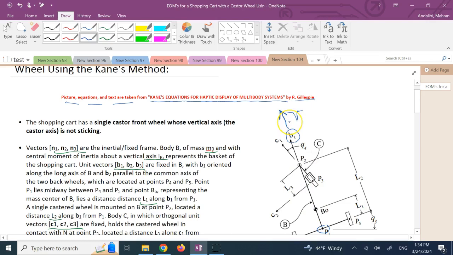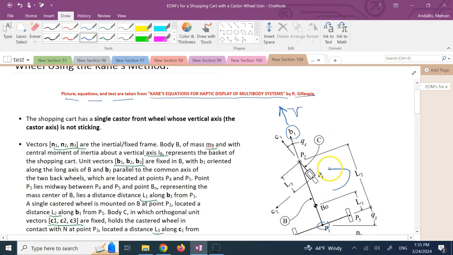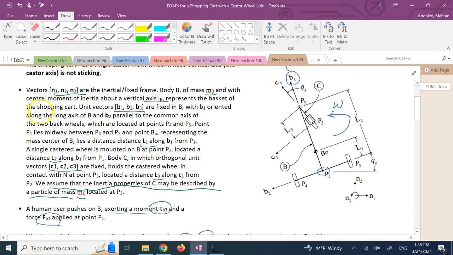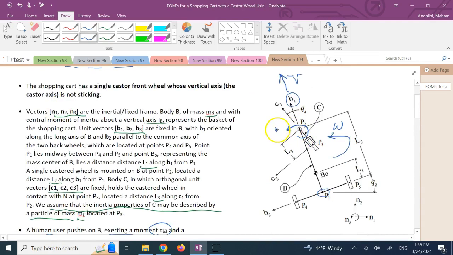The second one is what? Omega of member B in the N3 direction, U2, and that is the omega of this chassis, basically. That is omega of member B, projected in N3 or B3 or A3, which are all the same direction. And the last one is the omega of the handle for the caster wheel, U3. So the last one is this rotation here. This is omega C, this is omega B, and this is V of P1 in the B1 direction. So these three are considered U1, U2 and U3.